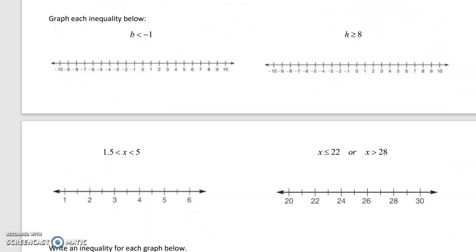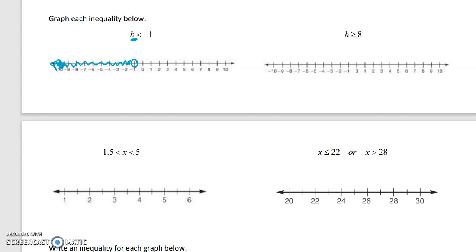So let's look at these 4 inequalities that we're going to graph, and then I'm going to have a part 2 of the video. So graph each inequality below. B is less than -1. So we find -1, open circle. The B's are smaller, and we're going to shade to the left.